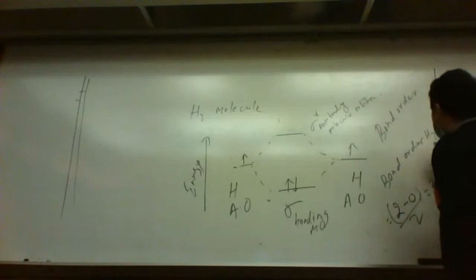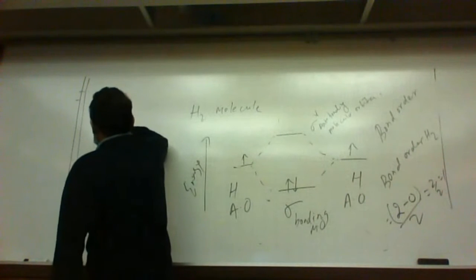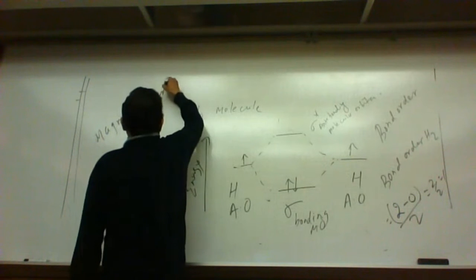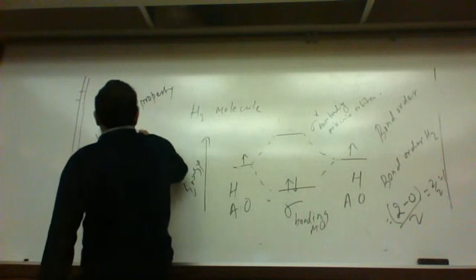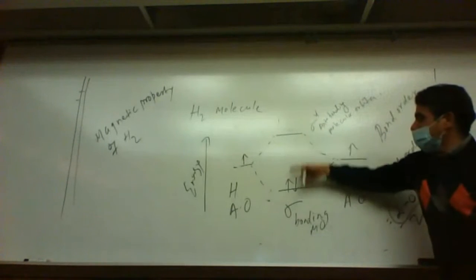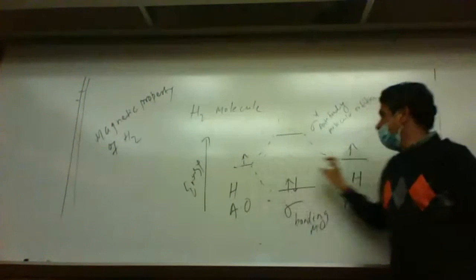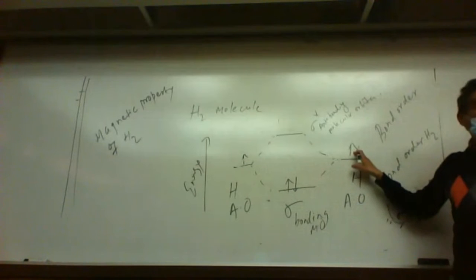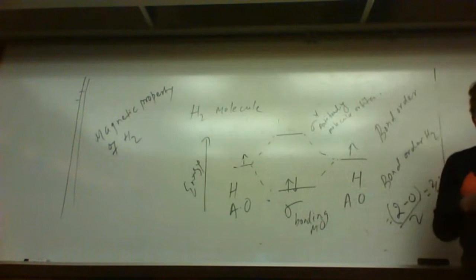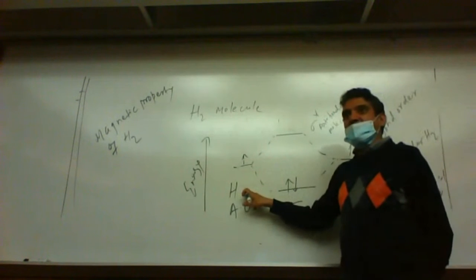Now, another is the magnetic property of hydrogen. Let's look at it. Is there any unpaired electron in this molecule? This is a molecule, this is an atom. I am not talking about atom and atom. If you look at the hydrogen atom, it has one unpaired electron, so it is attracted toward a magnet if we hang it near the magnet. So hydrogen atom is paramagnetic.